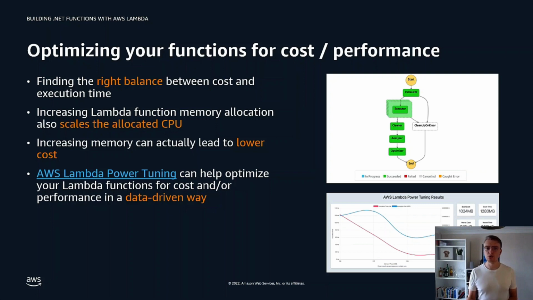The second thing is optimizing for cost and performance. There's a really awesome tool called AWS Lambda Power Tuning, which allows you to run some analysis on your Lambda functions and find that right balance between cost and performance. And it actually gives you a graphical output that you can then look at to really find that sweet spot for your specific Lambda function.